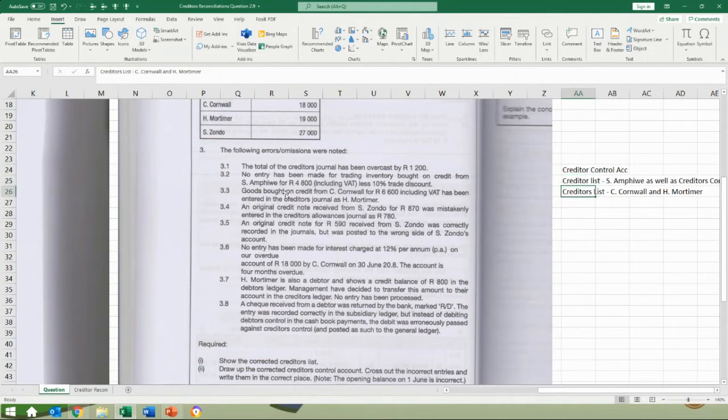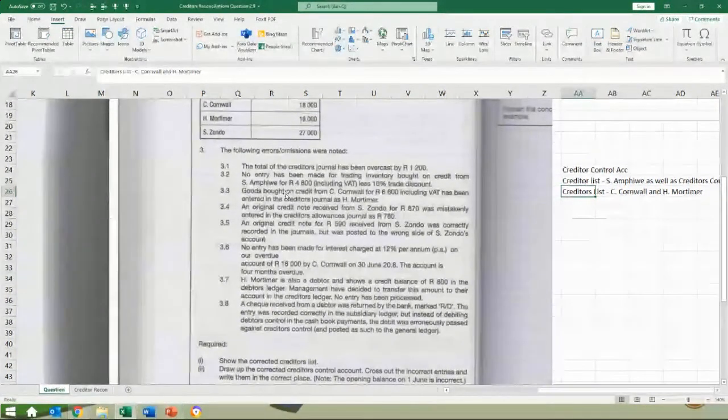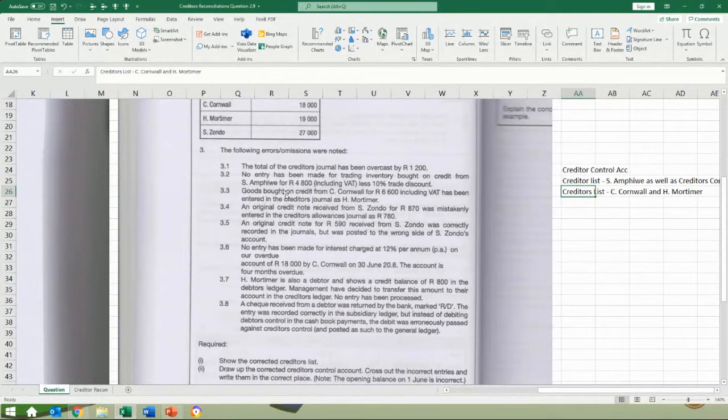Because the amount has been correctly captured, we will not impact our creditors control account because the total would have been correct. It will only affect the creditors listing by having to move it from the one creditors account to the other creditors account to reflect the correct balance. Otherwise, when you get to month end, that creditors total will not agree to the statement that you receive from your supplier, because you've captured it under the incorrect account.